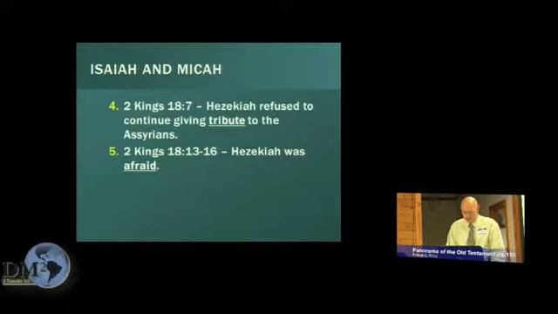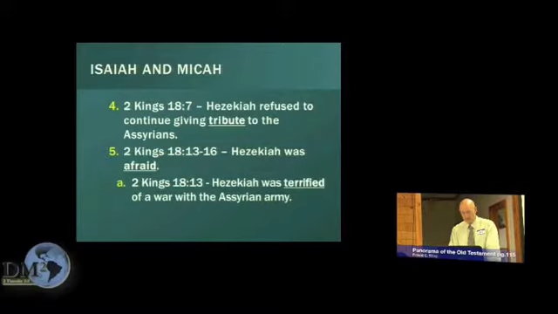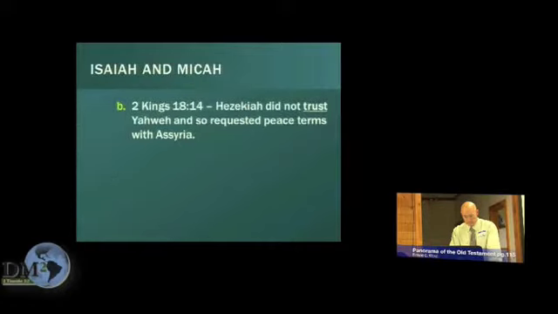Verse 15, Hezekiah gave him all the silver which was found in the house of the Lord and in the treasuries of the king's house. So he gives them things from the temple. Verse 13, Hezekiah was terrified of a war with the Assyrian army. He's afraid of what's going to happen. Hezekiah did not trust Yahweh, and so requested peace terms with Assyria. He's not trusting him at the time. It'd be probably a better way to understand that.